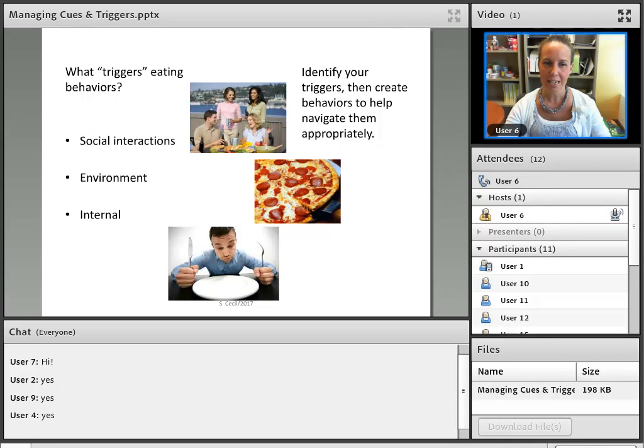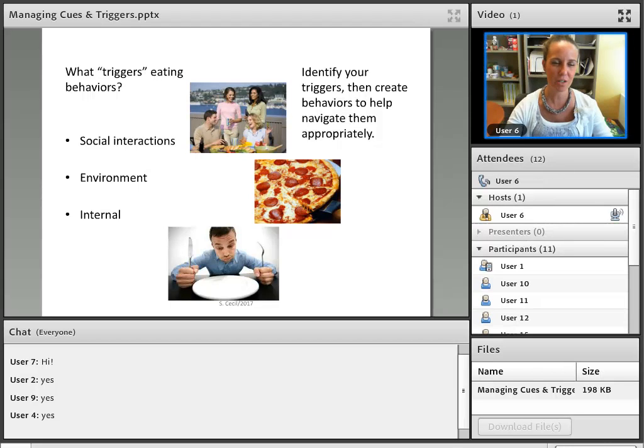So what triggers eating behaviors? We like to suggest that there are 3 major categories or 3 major things that trigger or cue eating behaviors. There are social cues or social interactions, environmental cues, and then also internal cues. And as we're able to identify what's triggering us in these different areas, then we're able to create behaviors to help us navigate these environments or these areas more appropriately and successfully.